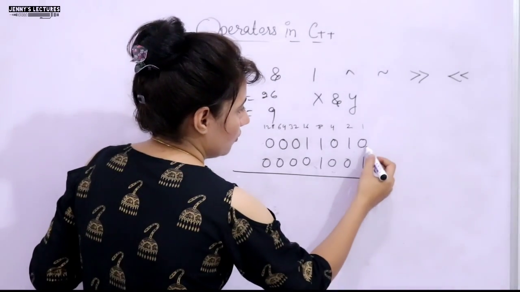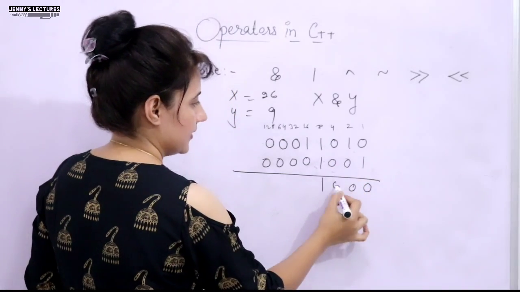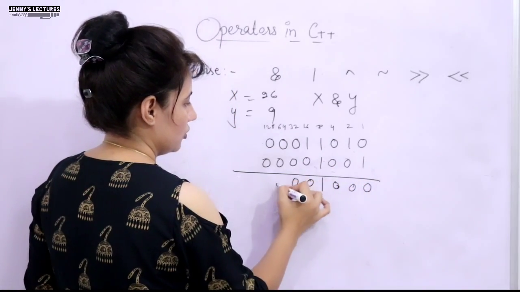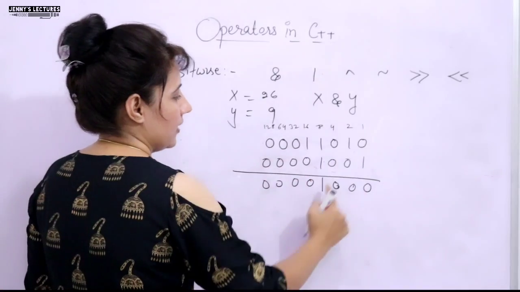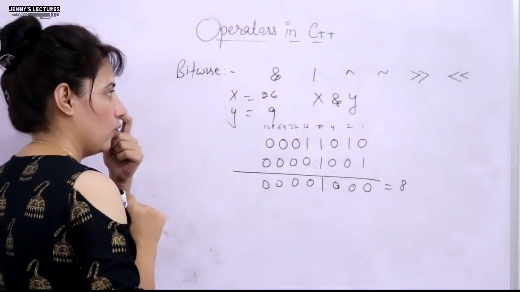So now it will give what? 0 1 0, this is also 0 0 1 1, yes, that is 1 1 0 0 0 0 0. So for bitwise AND, in decimal we can say this is 8. So this is the bitwise AND operator.